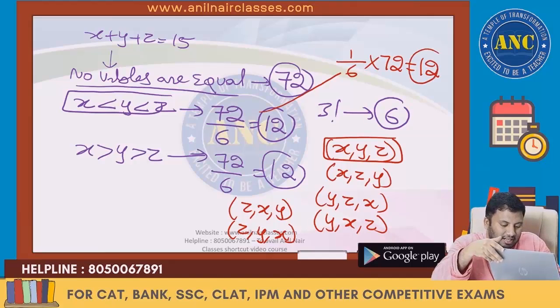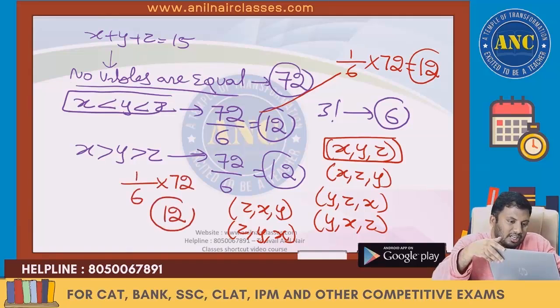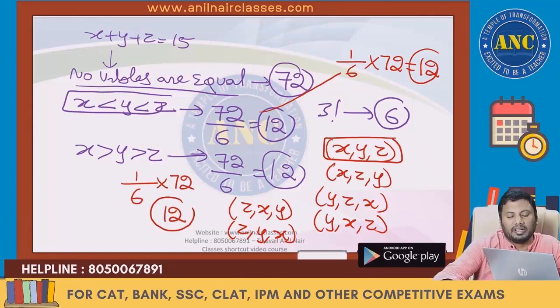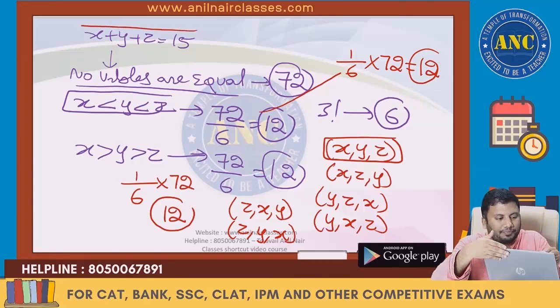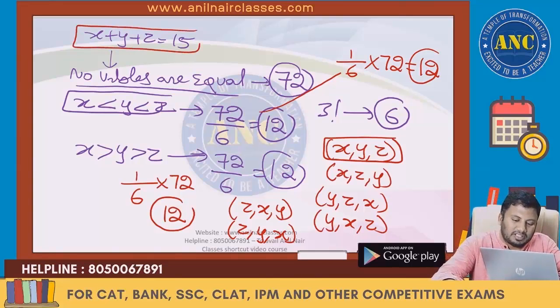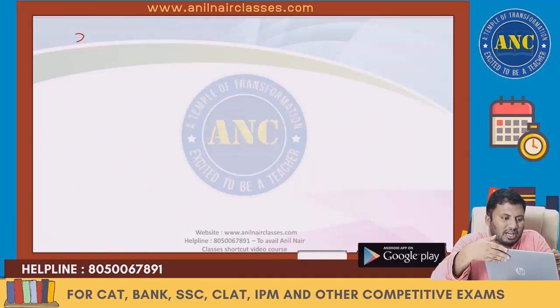Z greater than y greater than x is one case out of 6 cases into 72. Answer is 12 cases. I hope it is clear. X plus y plus z equivalent to 15, answer is 12 cases we got. Is it clear? Any doubt in this one? I hope it is clear, or you can solve it in another way. Let us see another way.